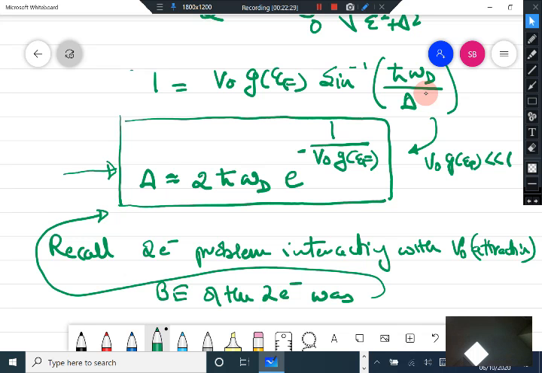We calculate this energy scale delta, which, if you recall, for the 2 electron problem was related to the binding energy of the Cooper pair, which we have obtained. We will interpret this energy scale delta further in the next lecture.